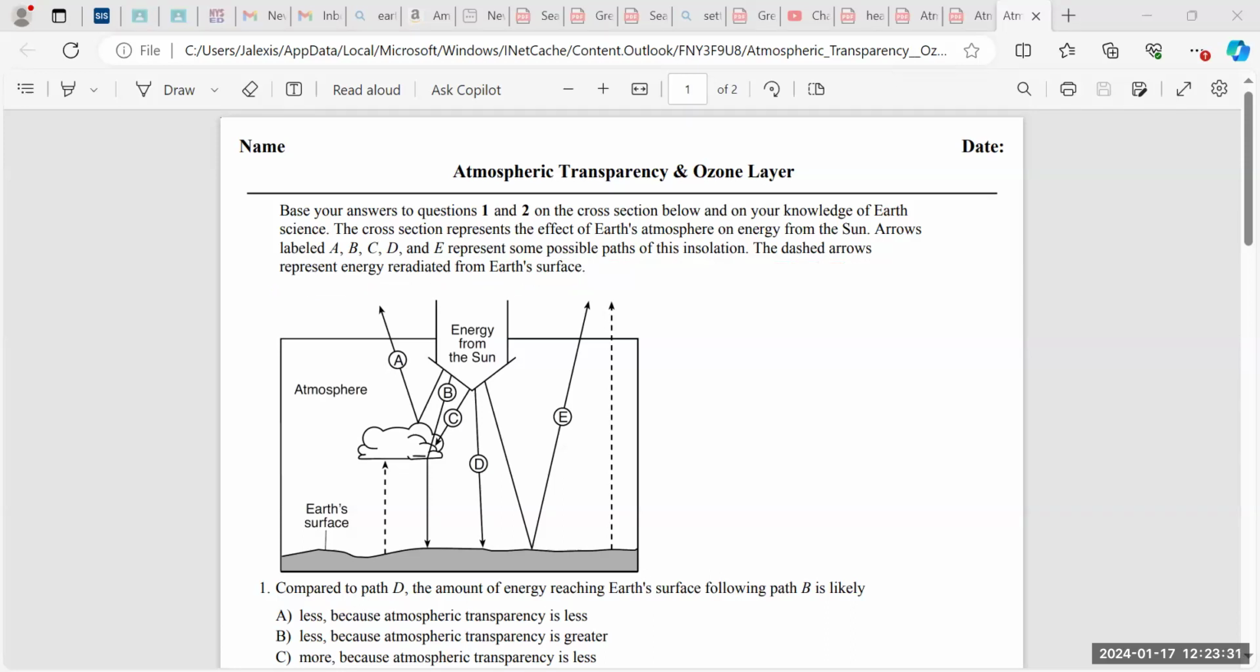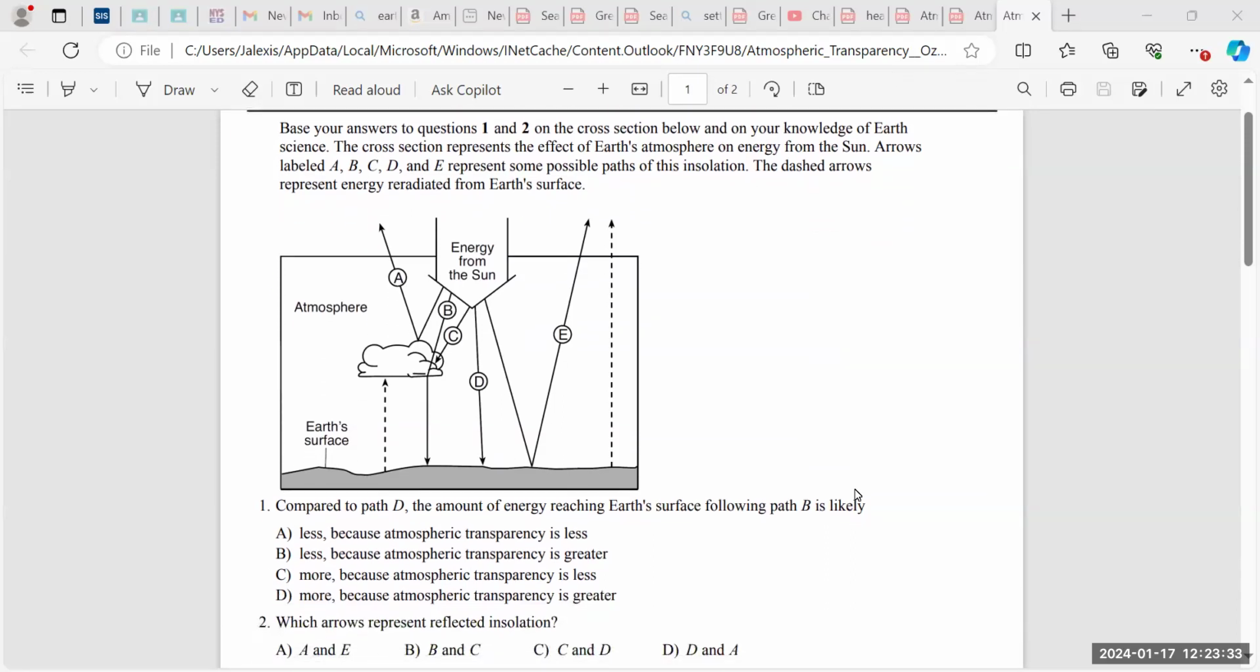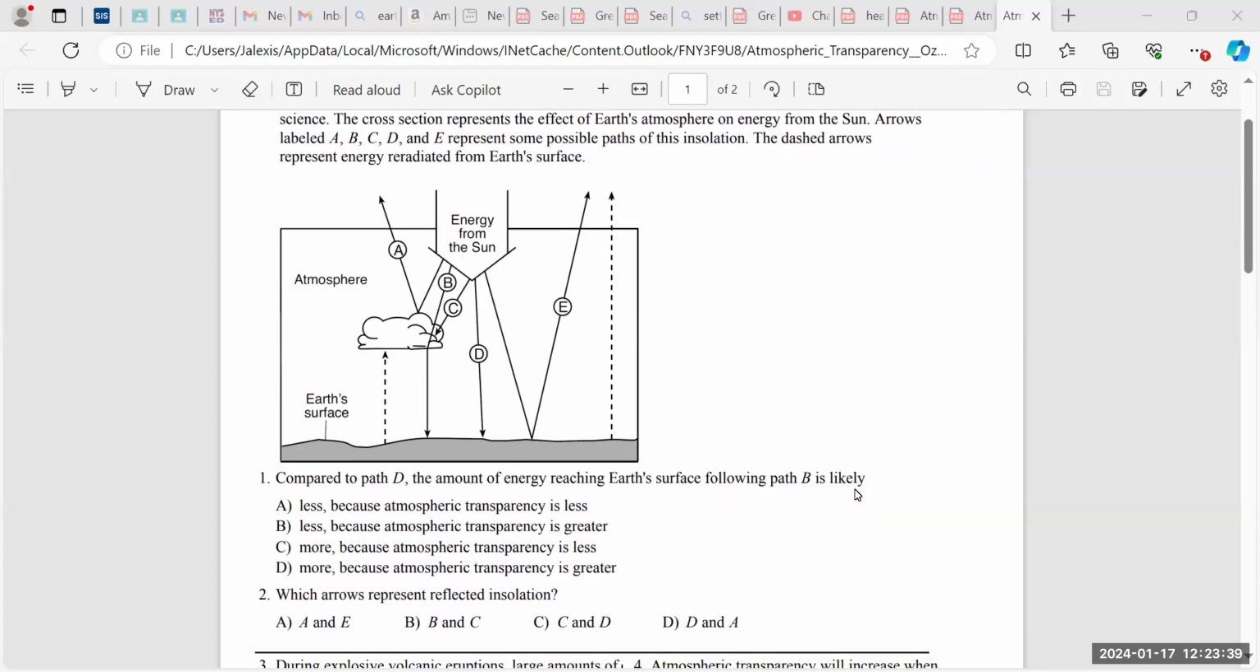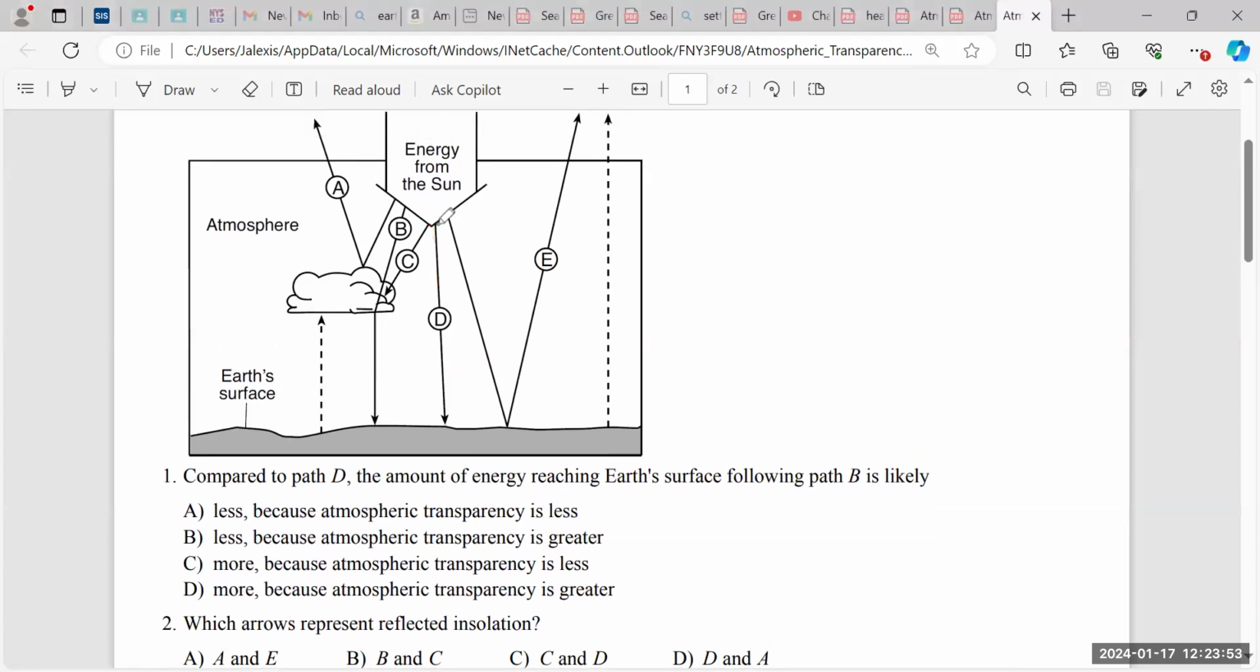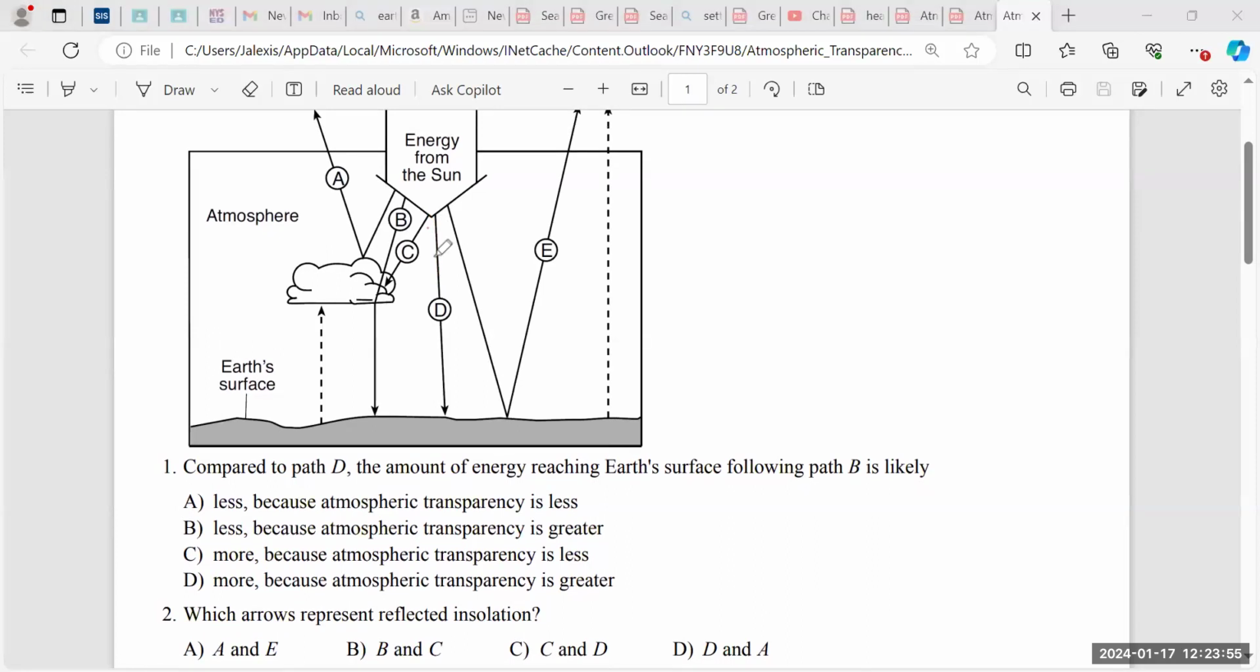Now, number one says, compared to path D, the amount of energy reaching Earth's surface following path B is likely what? Well, let's take a look. All right, and let's zoom in as well. So when I'm looking at path D, I see there is nothing blocking sunlight energy from the sun from reaching the surface of the Earth. However, when I look at path B, there is something in its way. What is it? A cloud, right?